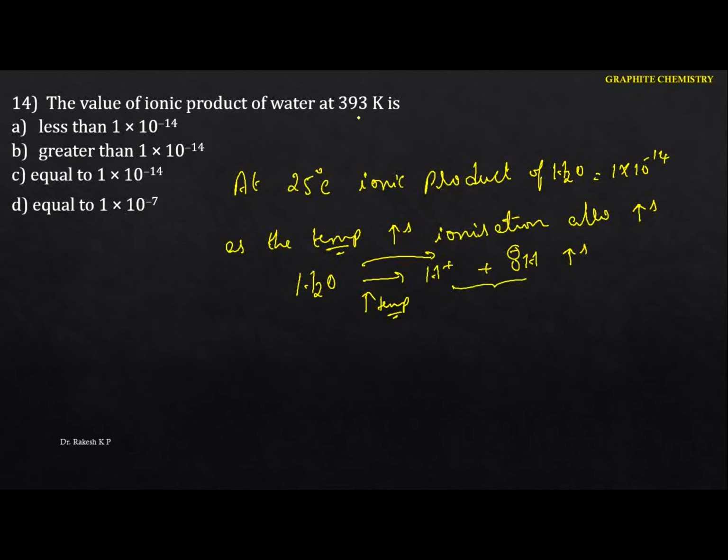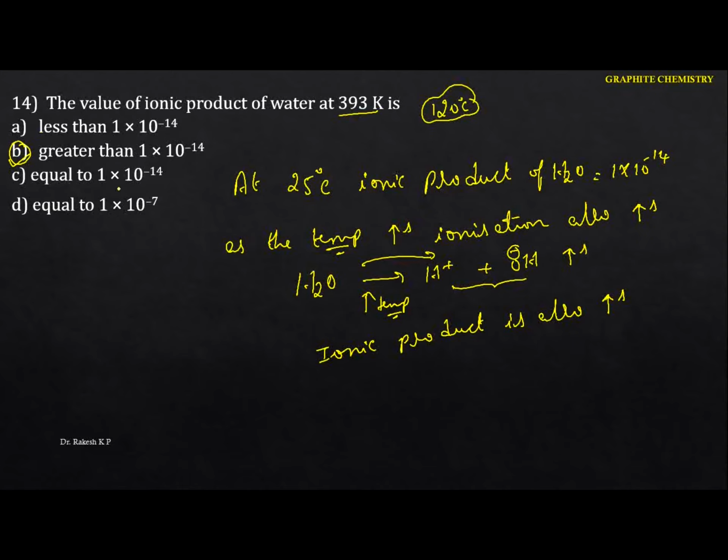But you just identify at 393 Kelvin, that means when you heat it to around 120 degrees Celsius, you are increasing the temperature. So if you increase the temperature, the ionic product also increases. That means the value will be greater than 10 to the power of minus 14.